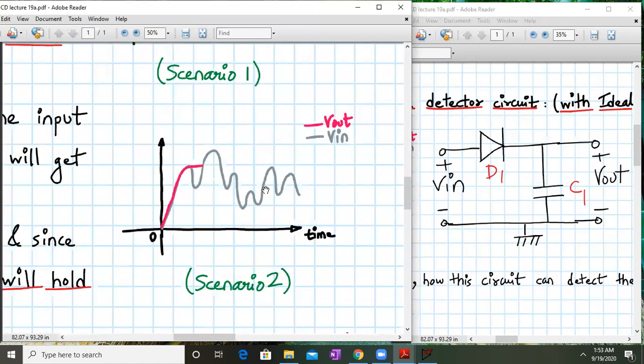In scenario number 2, since the diode is off, the capacitor has no discharge path, right? From where will it discharge? Basically, for a capacitor to discharge, it should have a closed loop across it. Here we don't have it. So it will hold the charge by itself. And until when will it hold the charge? Until the Vin is again greater than the last peak.